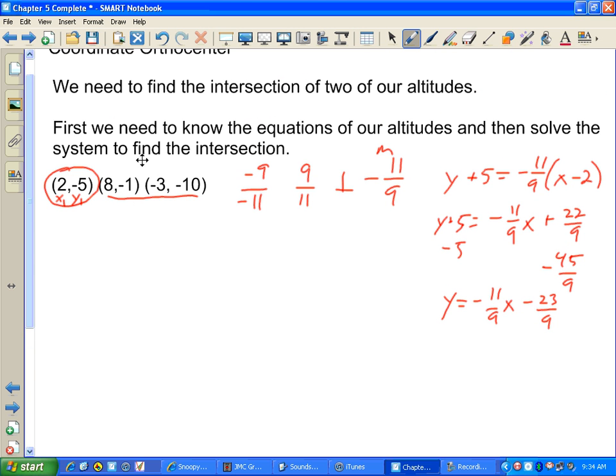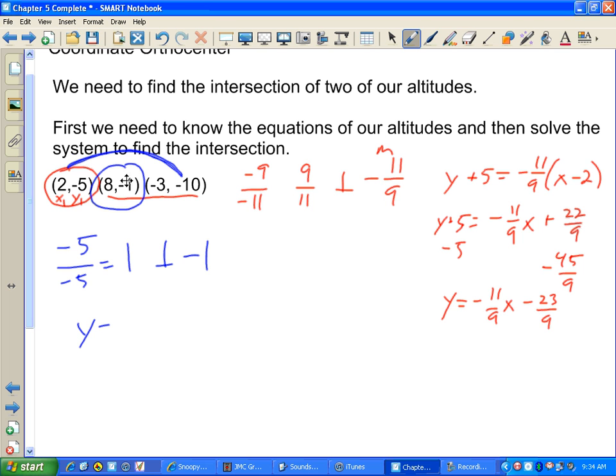So now let's find the equation of the one that goes through this point, which means I need the slope that's going on between these two. So my slope, I'm going to take negative 10 minus negative 5, which turns into plus, which gives me negative 5 over negative 3 minus 2, which is negative 5. So I have a slope of 1. Perpendicular slope is the negative reciprocal, so it'd be negative 1.